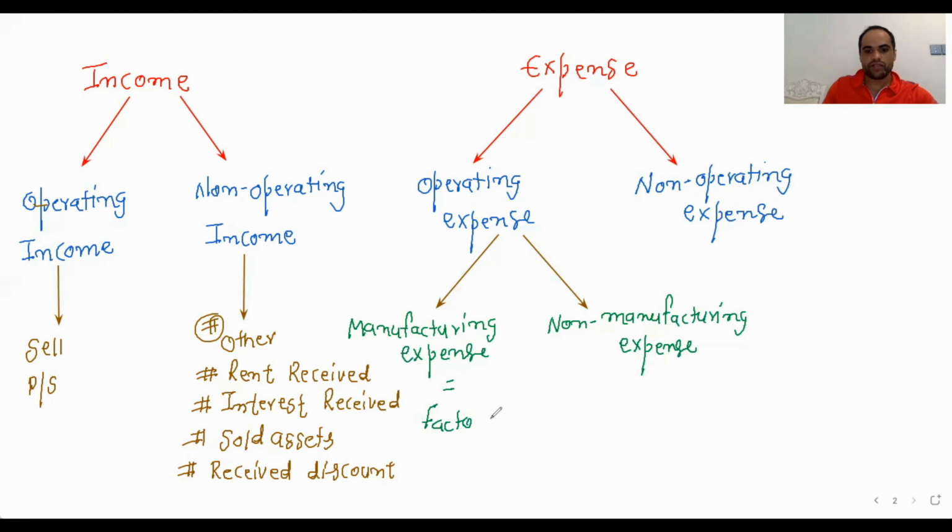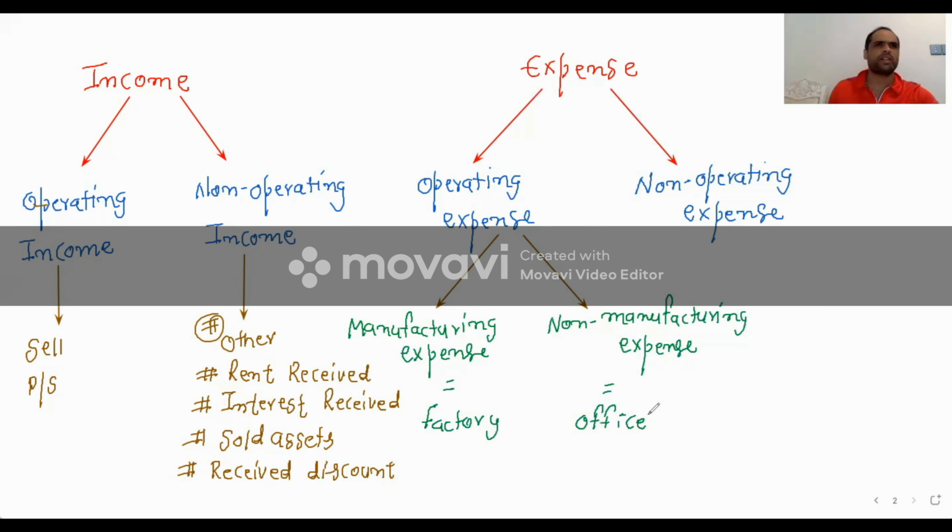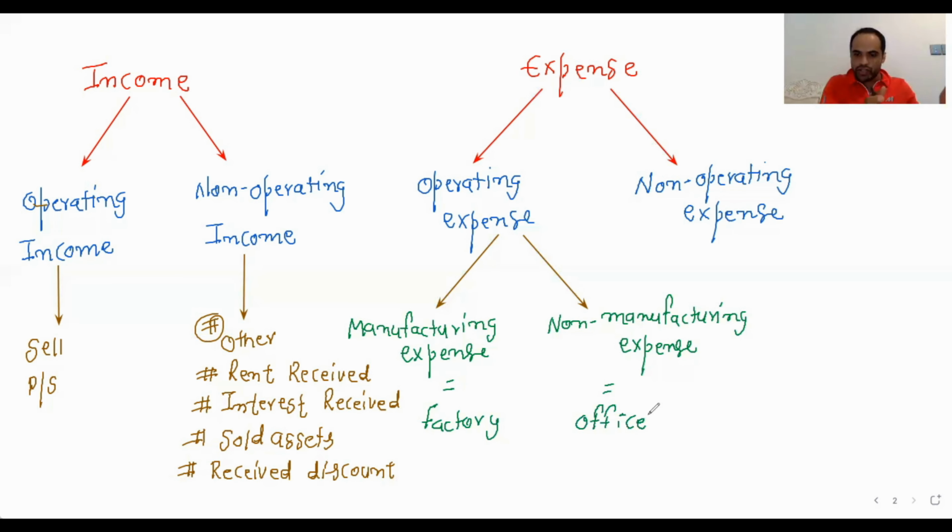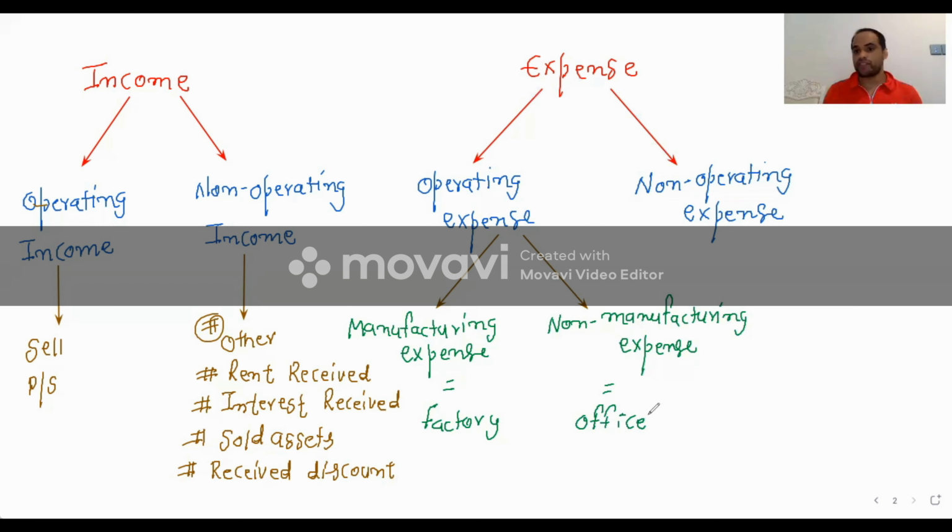Because in a factory, we produce product, and non-manufacturing expense generally belongs to the office. The people working in an office, marketing department or some other office, not factory, because every company has two sections. A manufacturing company has two segments, factory and office. That's the human resource department, accounting department, marketing department, sales department, IT department. All this belongs to office. And factory, mainly the production department, where we only produce product.